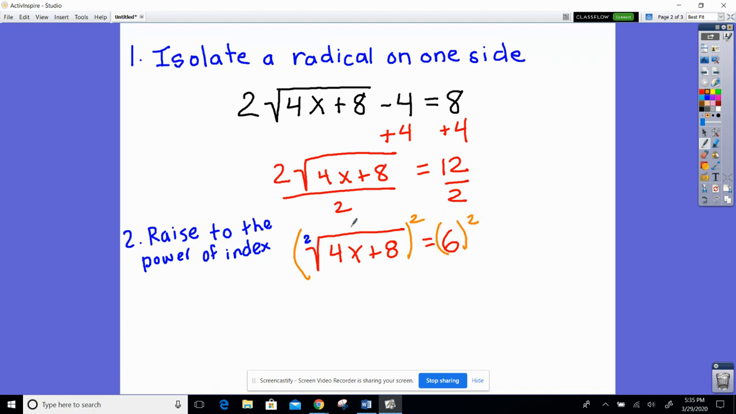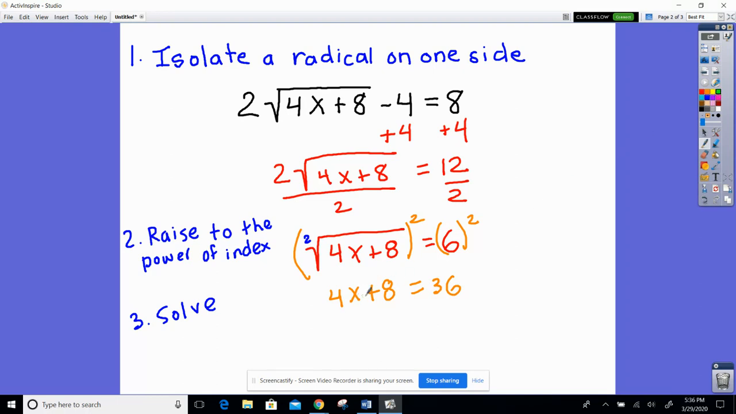So that's going to eliminate our square root over here, our radical, and it's going to leave us with 4x plus 8 is equal to 6 squared, that's 36. All right, so that's step 2, raise both sides to the power of the index. Step 3 is to solve. Okay, so now we're just going to solve this like any other equation.